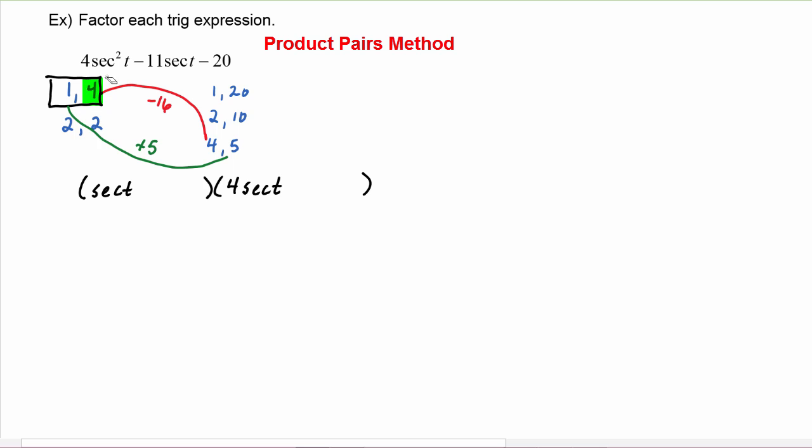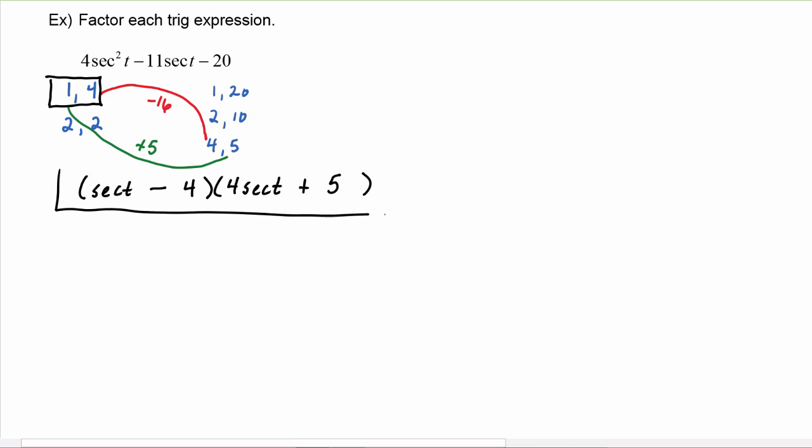The 4 has to be attached to a 4. Here, this 4 will have to be attached to a 4. And because we need negative 16, we make it minus 4. The 1 has to be attached to a 5, so the 1 that's here has to be attached to a 5, and we need it to be positive 5, so we put a plus here. And there's our factorization.